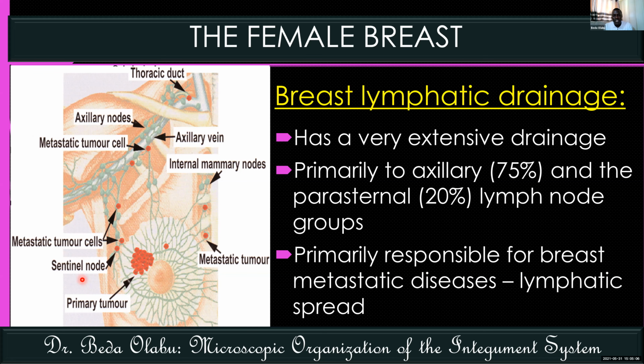If you map the sentinel node and you are able to remove that sentinel node, you can biopsy the sentinel node and find out whether it has tumor cells. If the sentinel node has tumor cells, then most likely the axillary nodes are involved. In that case, remove the axillary nodes.